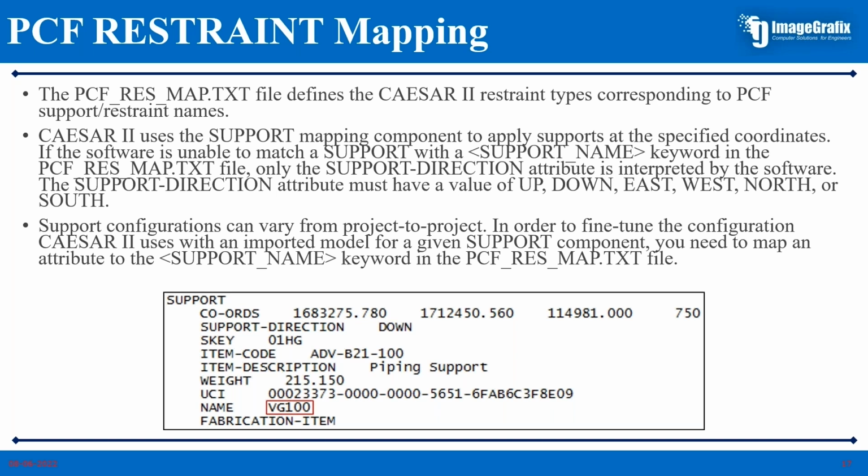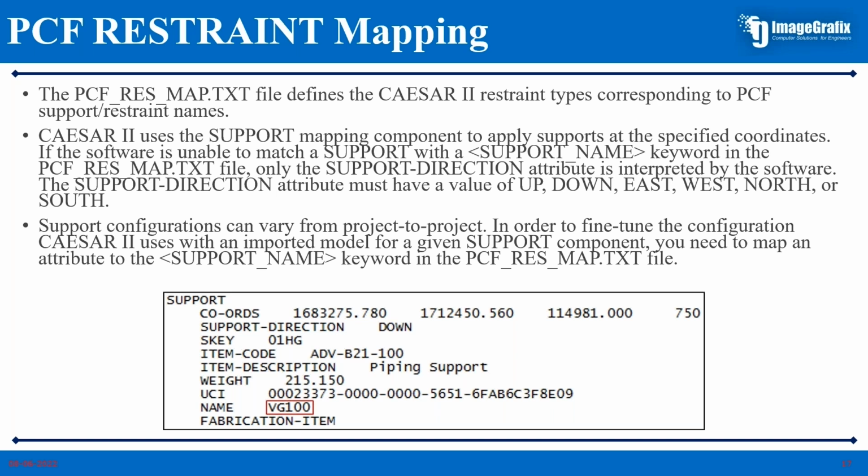CAESAR II can read the support name in your PCF. So support name is the primary thing, and for PCF, the support name would be my name in my PCF file. Or there are chances of a support tag. So again, in the PCF, if I have the tag for that particular support, I can use that, or I can use some item codes or a key.